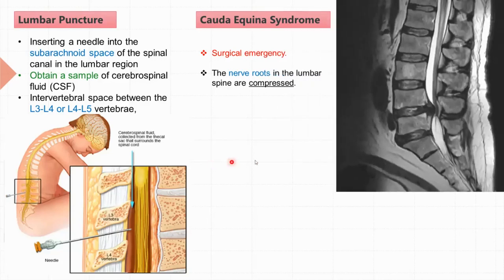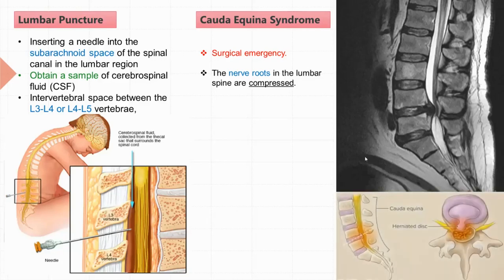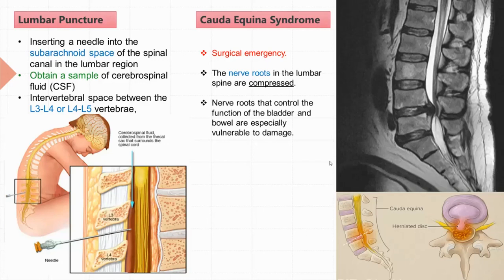As you can see in this picture, there is a massive compression of the cauda equina over here. What you can see here is a massive disc herniation. So it goes inside the spinal canal area and is compressing the cauda equina. Nerve roots that control the function of bladder and bowel are especially vulnerable to damage. It can lead to permanent paralysis, impaired bladder and bowel control, and loss of sexual sensation.